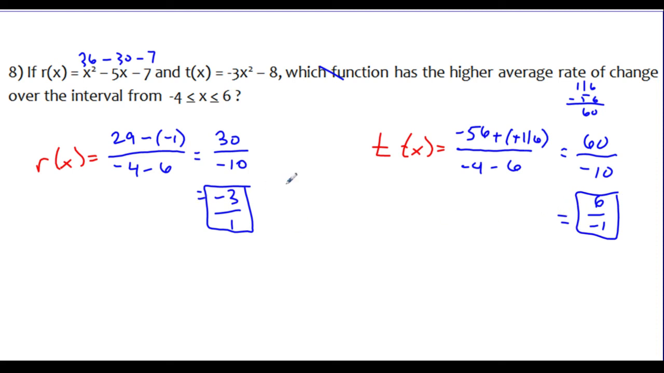Okay, so if I'm comparing these numbers, and this is where you have to be careful, I'm going to say which one has the higher average rate of change. In this case, I'm going to say t of x wins. Okay, and you might be thinking, well, this one's -6 and this one's -3. Isn't -3 technically bigger than -6? And my answer would be yes, absolutely it is.